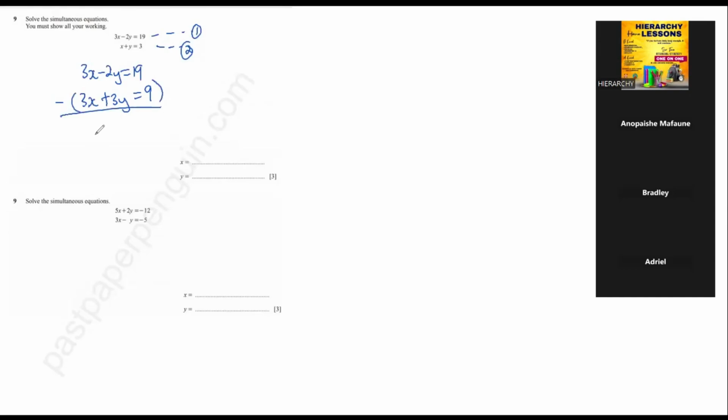Then we're going to get minus 5y is equal to 10. And then what do you do? We divide by minus 5. We get minus 2. So y is equal to minus 2. And then x.